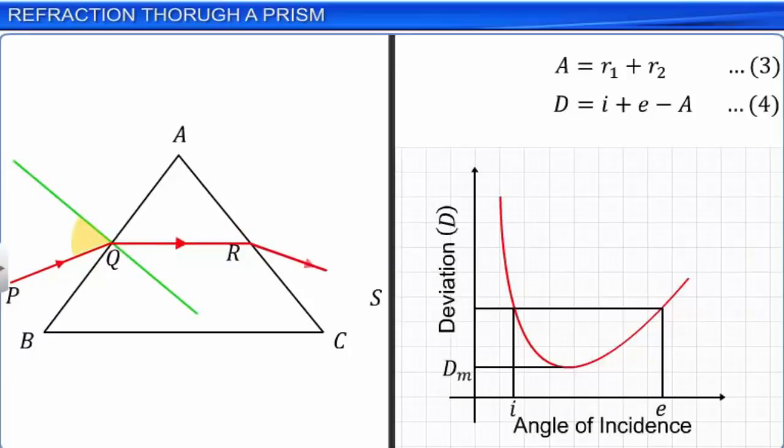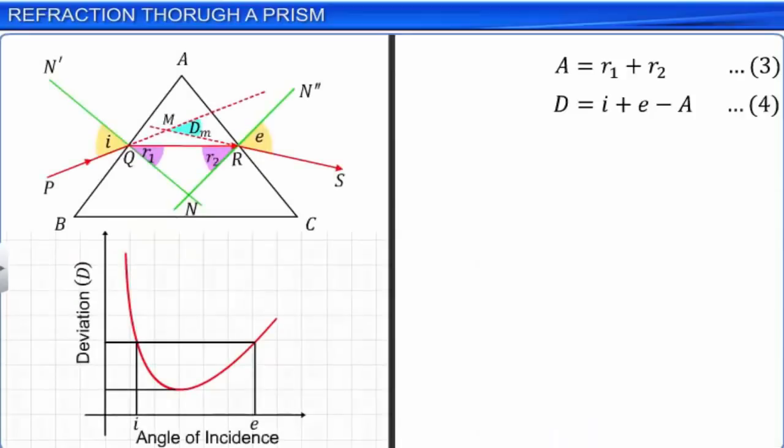When the prism is placed at its minimum deviation position, it is found that the light ray passes through the prism symmetrically and is parallel to the base. In this case, the angle of incidence I is equal to the angle of emergence E. Because of the symmetry, we can also write that R1 is equal to R2 and let them be equal to R. Hence, when the prism is at its minimum deviation, equation 3 can be written as A is equal to 2R, or R is equal to A by 2. Equation 4 can be written as dm is equal to 2I minus A, or I is equal to (A plus dm) by 2.